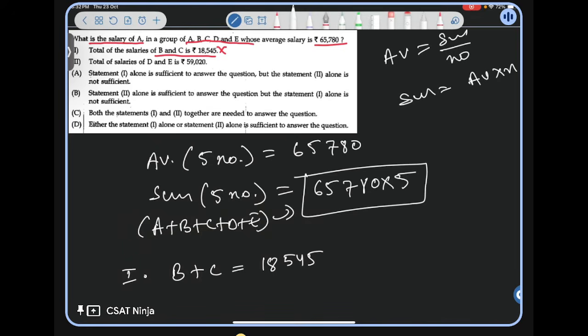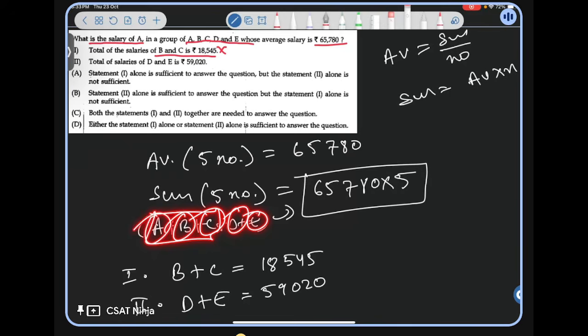Let's go to statement number 2. Statement number 2 is about the total salary of D and E. D and E salary is given as 59020. Same thing here. But remember, if I have only the D and E salary, I won't have the other salaries. I don't have this salary, this salary, or this salary, if I consider only statement number 2. So statement number 2 alone is not sufficient.